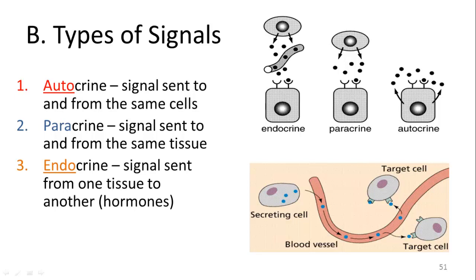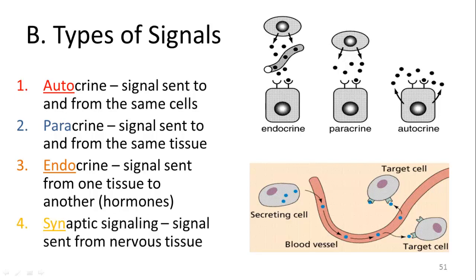Endocrine signals are from far away. This is from a cell in one tissue to another cell in a different tissue. These usually travel through blood, so these are also called hormones. And then finally you have synaptic signaling, which occurs from nervous tissue.